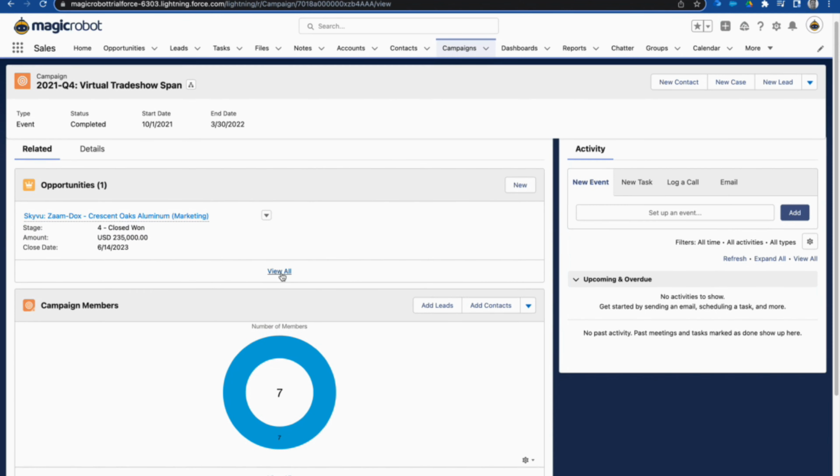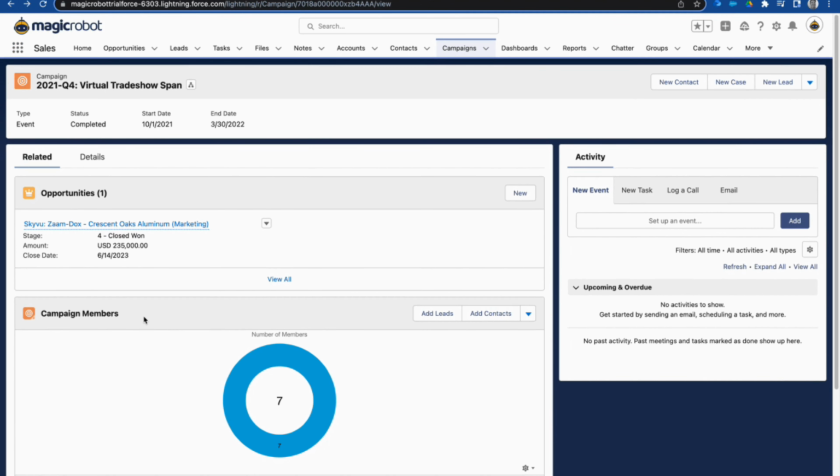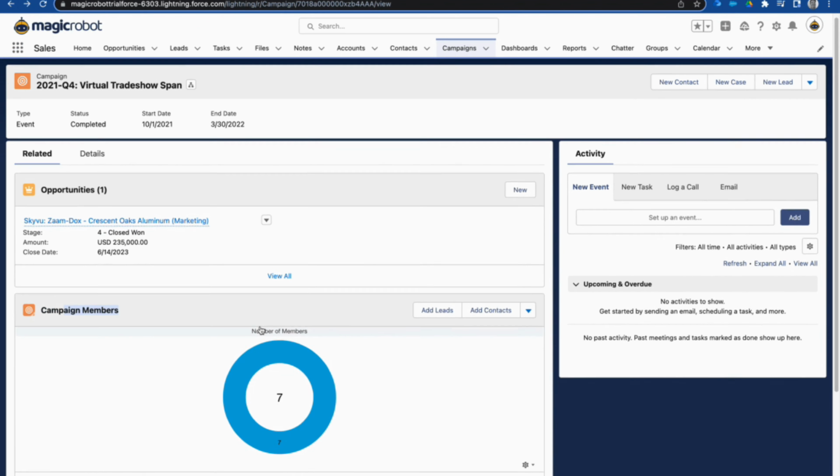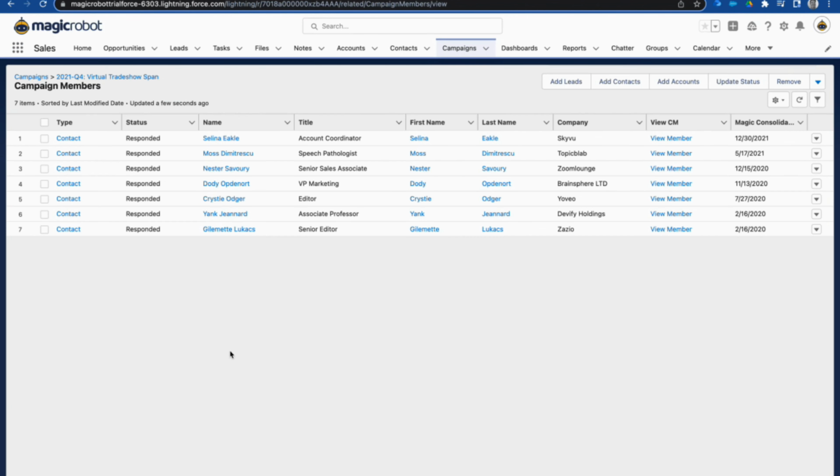He knows this campaign wasn't the only one that helped close this deal. Also, he knows that the virtual trade show touched a lot of prospects that became customers. But where are they? He can see there were other campaign members, but when he navigates there, he doesn't learn anything further. So what's Mark gonna do?